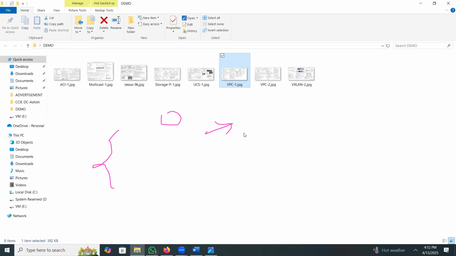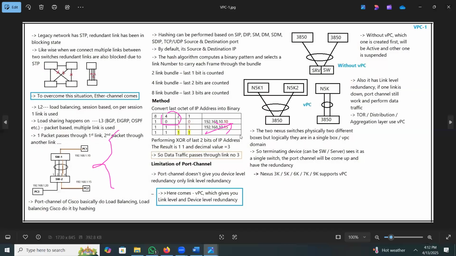So you can say here, I have already prepared the PPT, so that means slides, but not only slides, I have more and more PDF files. Okay. So next, what is vPC? vPC means virtual port channel.